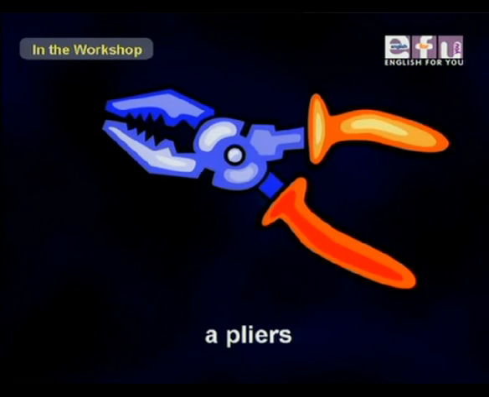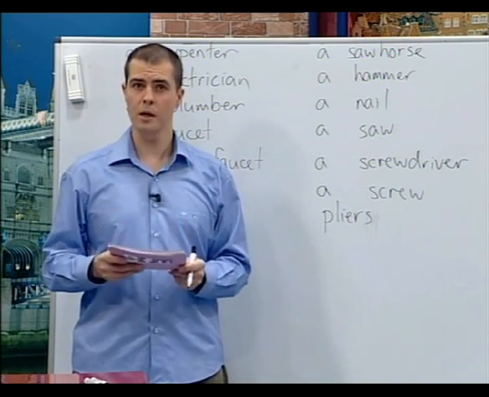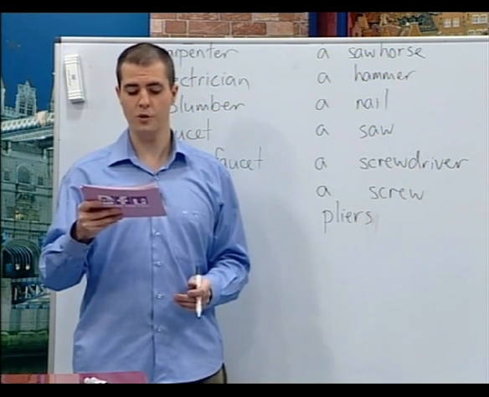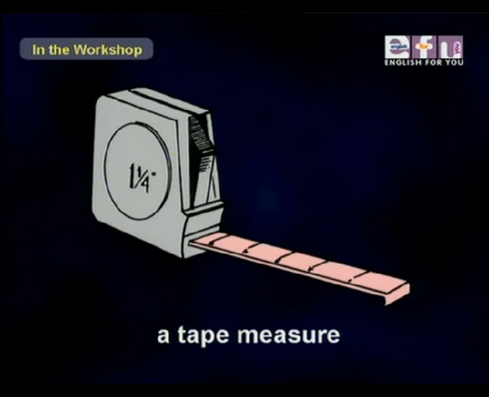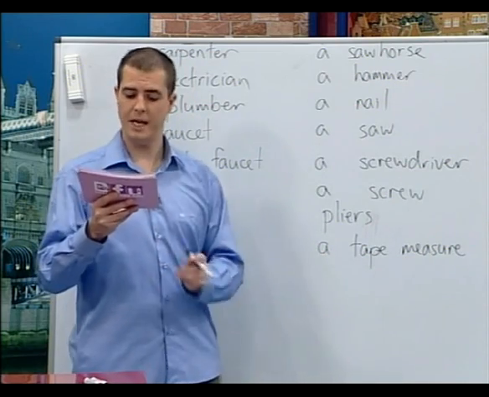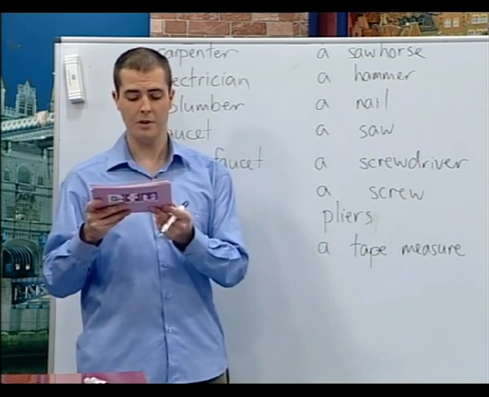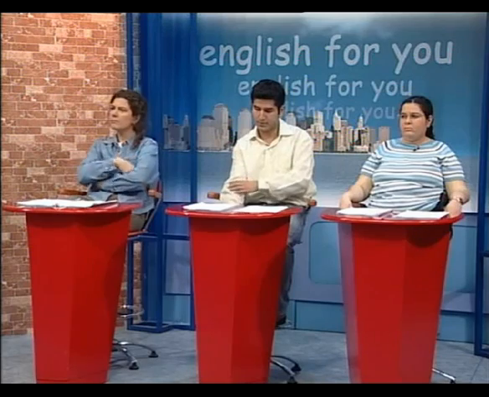Pliers. Well, this is a small tool made of two crossed pieces of metal used to hold small things or to bend and cut wire. And finally, a tape measure is a long, narrow band of cloth or steel marked with inches and feet or centimeters. It's used for measuring something.